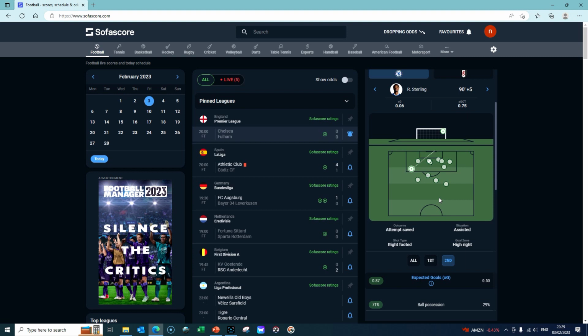So when you look at the whole picture, and like I did tonight, I decided that it wasn't worth me going in on the game, and I'm glad I didn't, because it ended 0-0. I would have lost money. So that is XG in a nutshell, and how you can use it to aid your trades on the betting market.